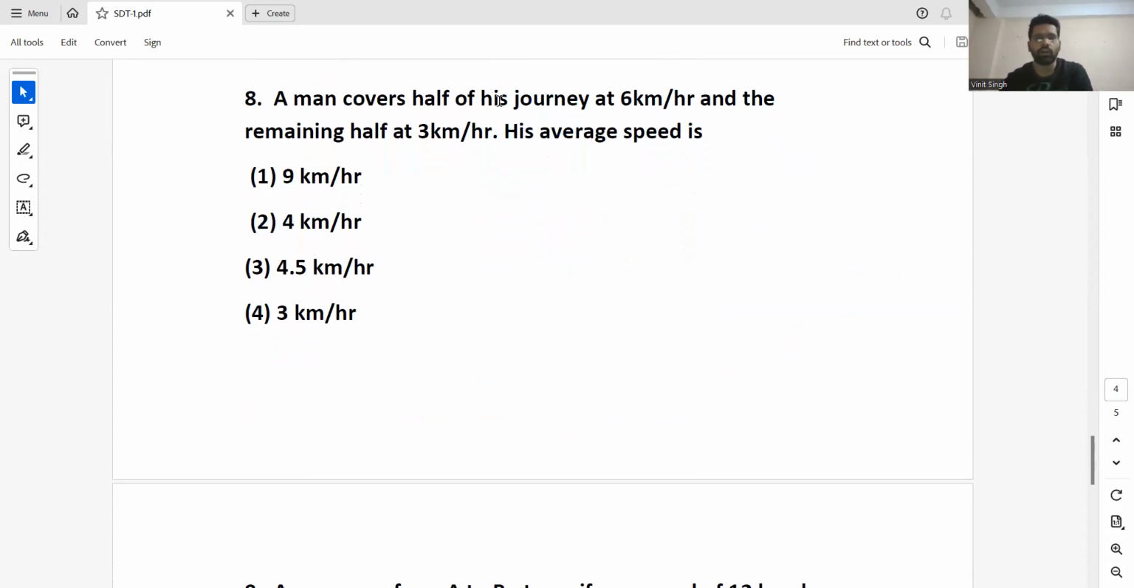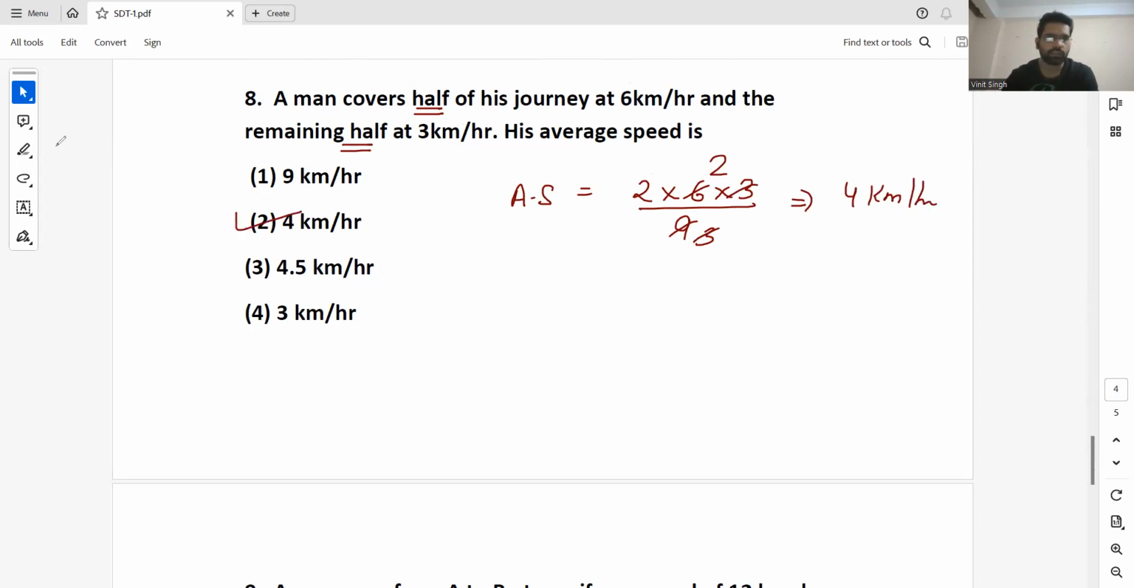A man covers half of his journey at 6 km per hour and the remaining half at 3 km per hour. Now, in this case, half and remaining half, distance is constant. Directly, we will apply the formula of average speed 2 into S1 into S2 upon S1 plus S2, which is equal to 4 km per hour. Now, next question.